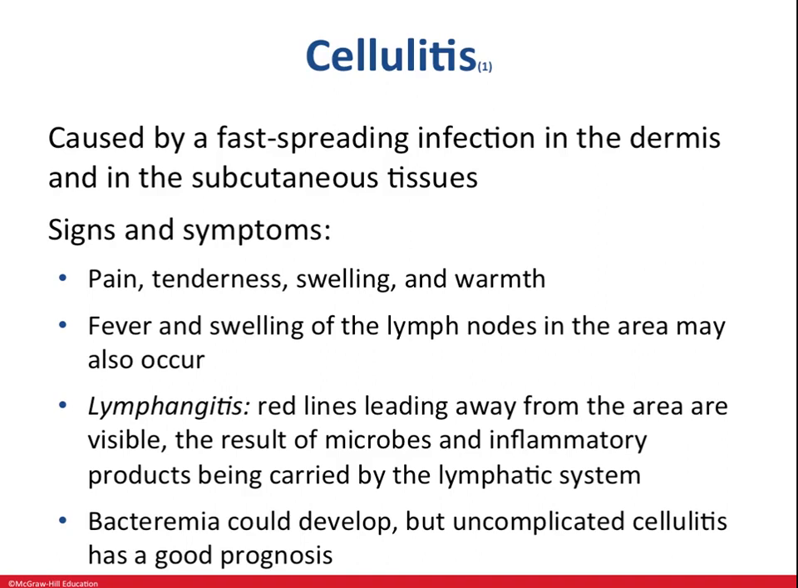The bacteria can also get into the blood and cause bacteremia. However, uncomplicated cellulitis has a good prognosis because we have tons of antibiotics to choose from to treat these diseases. If we treat these diseases very quickly with antibiotics, the symptoms will be gone very quickly.